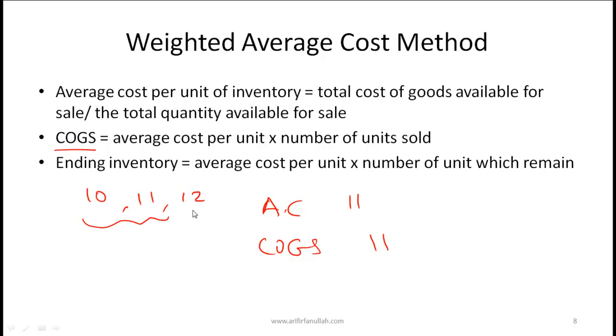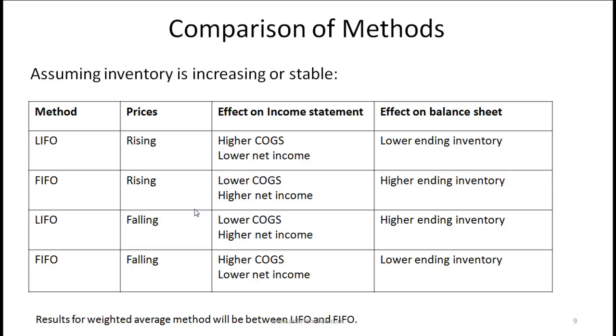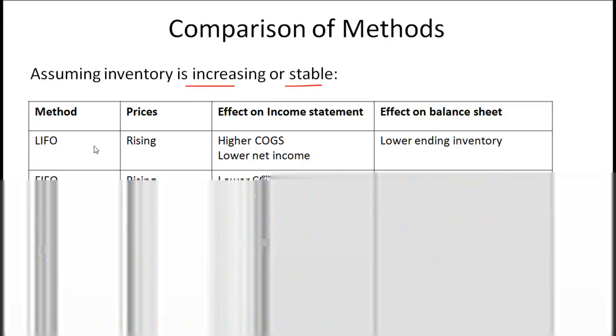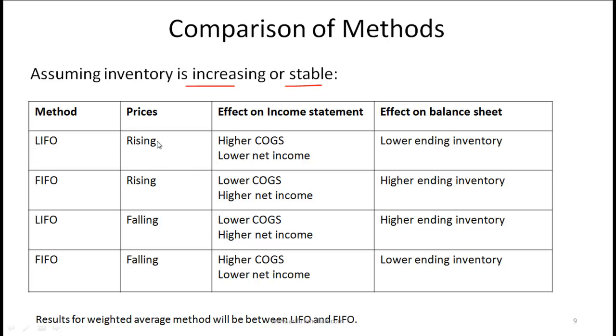Now let's compare LIFO and FIFO, assuming inventory is either increasing or stable. When inventory is declining, then certain effects take place that are not part of the level 1 curriculum. We will deal with these in level 2. So assuming first of all that prices are rising. So what happens with LIFO method? We've already seen this, so this is essentially a quick review.